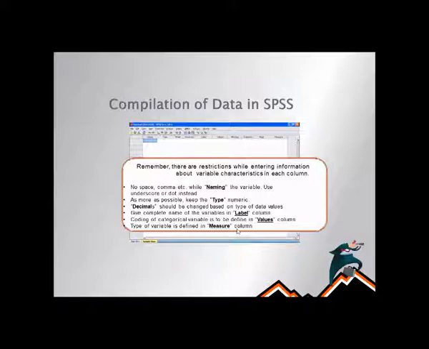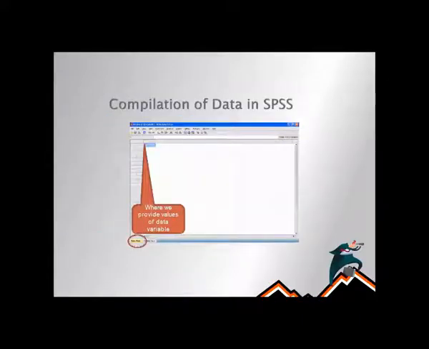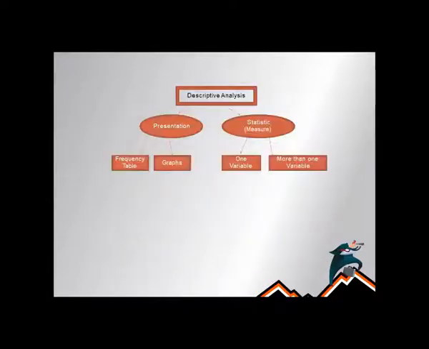required value. So again, a variable is basically any characteristic which changes from individual to individual: qualitative, categorical, nominal or ordinal. Data is a collection of facts and figures. Collecting data means collection of facts and figures, collection of information about the variable. Quantitative measurement, discrete and continuous, for description. Now again, this is data view, provide the values of variables, and here are some options where you can check.